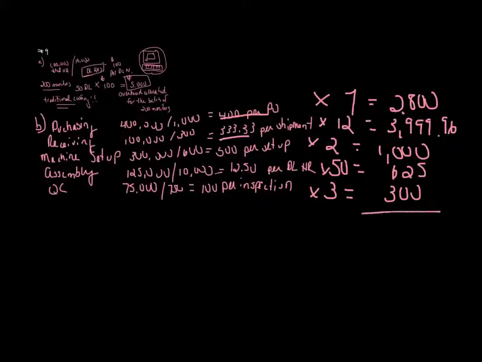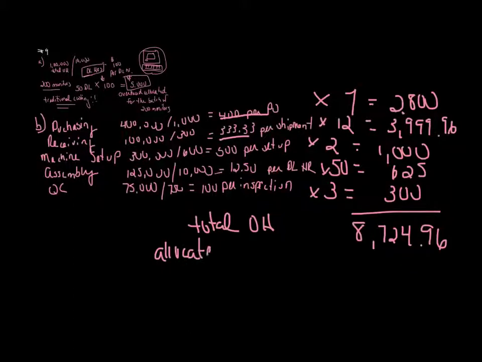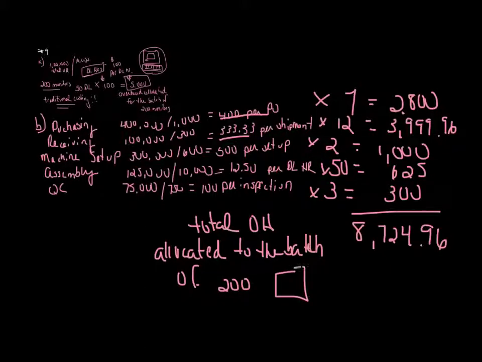So now we come up to $8,724.96. What is this number? Total overhead allocated to the batch of 200 monitors, not keyboards, just monitors, right?